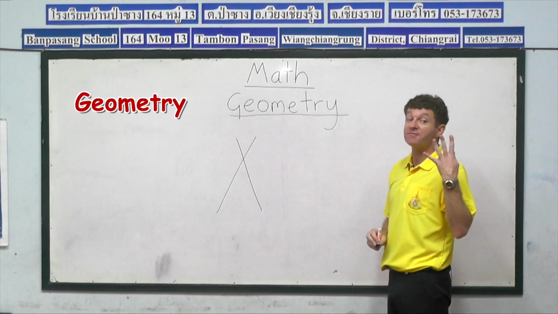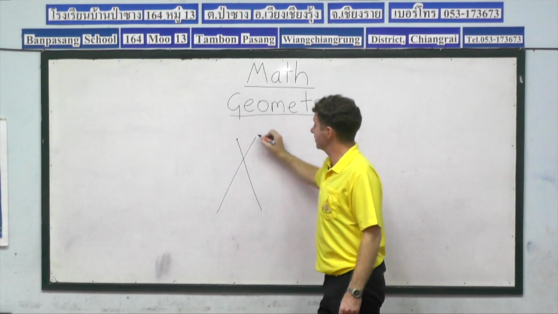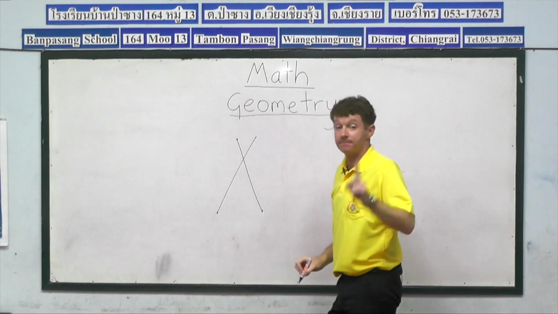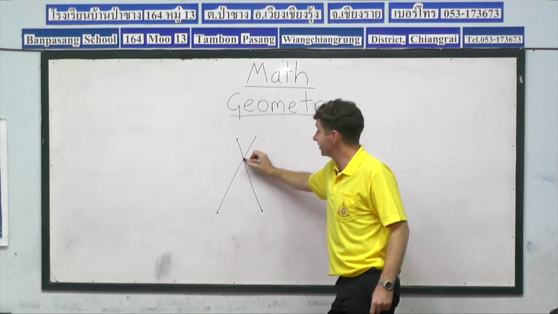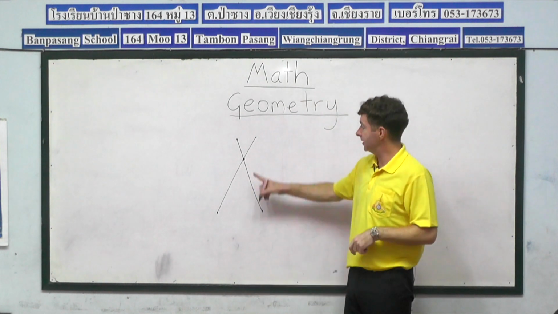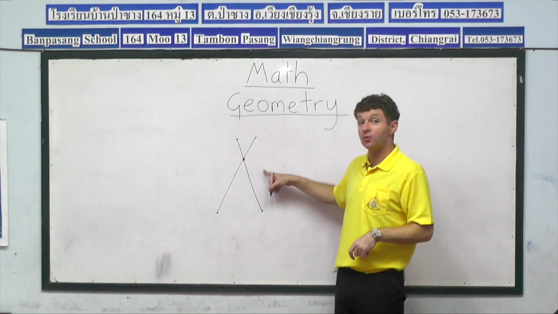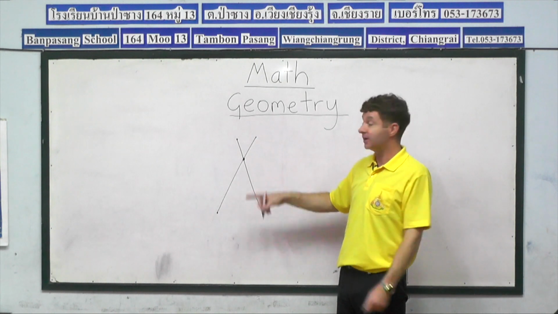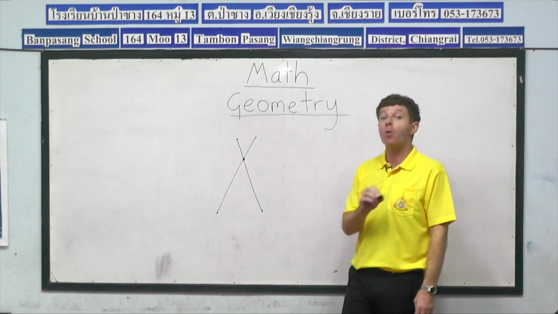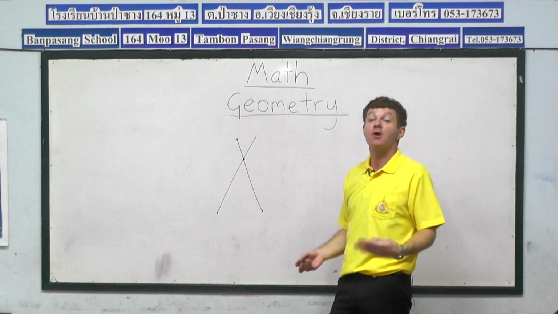Now guys, how many points can we see on our intersecting lines? More than one, we have 5 points, okay? 1, 2, 3, 4, 5. We have 5 points, but we only have one intersecting point. The point at which the two lines meet or cross is what we call our point of intersection.